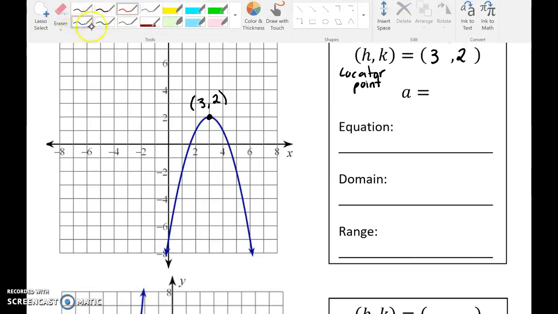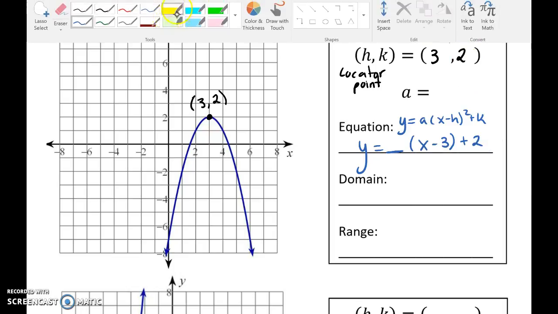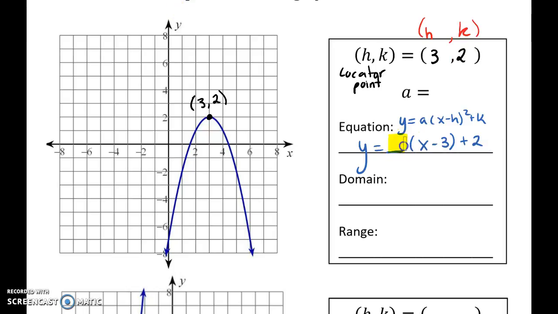When I go to write my equation, I know my general form for quadratics is y equals a times (x minus h) squared plus k. I know my h, that's 3. I know my k, that's 2. What I'm looking for is my a. So I'll leave this part blank, and that's the part we're going to work on next. We're going to try to solve for a.